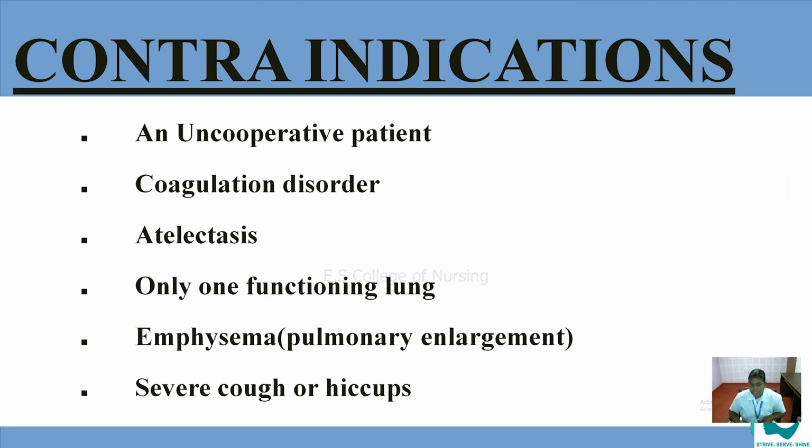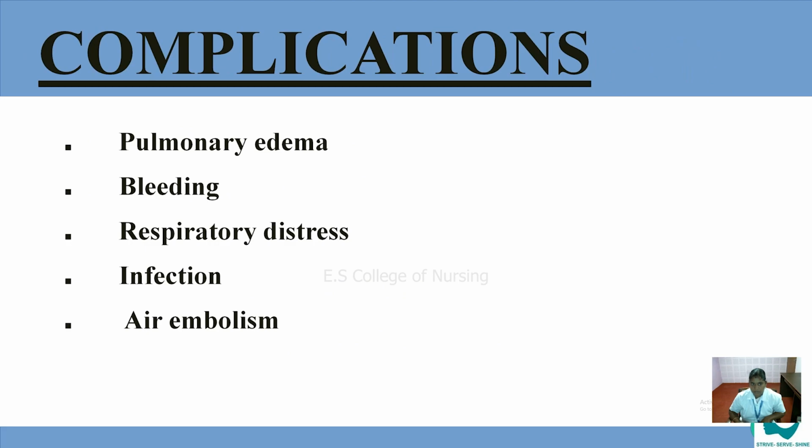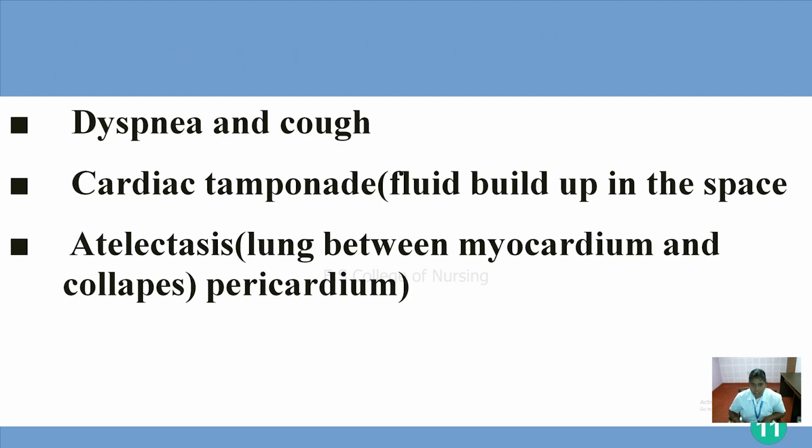And what are the contraindications? Uncooperative patients, coagulation disorders, atelectasis, only one functioning lung, emphysema, and severe cough or hiccups. So these are all the reasons for contraindications. And what are the complications of thoracentesis? Pulmonary edema, bleeding, respiratory distress, infection, air embolism, dyspnea and cough, cardiac tamponade, and atelectasis. These are all the complications.